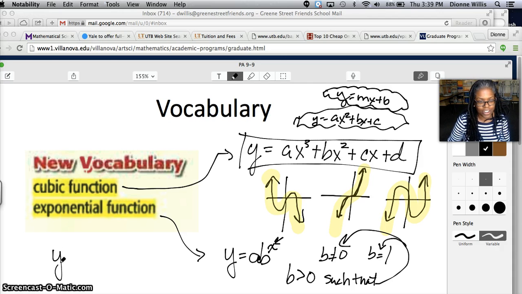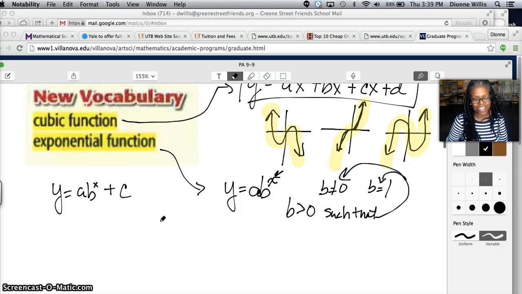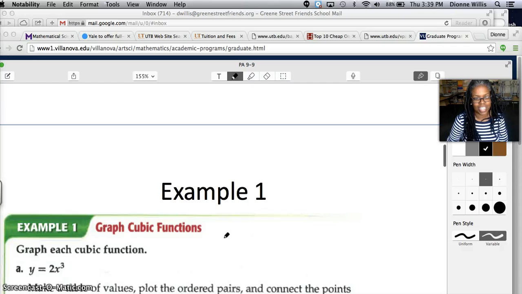One more little thing, sorry. Y is equal to a times b to the x power. You could also have another c term where you're adding a term or even subtracting a term from the actual function. All right, now that we've got that together, let's look at a couple of examples.